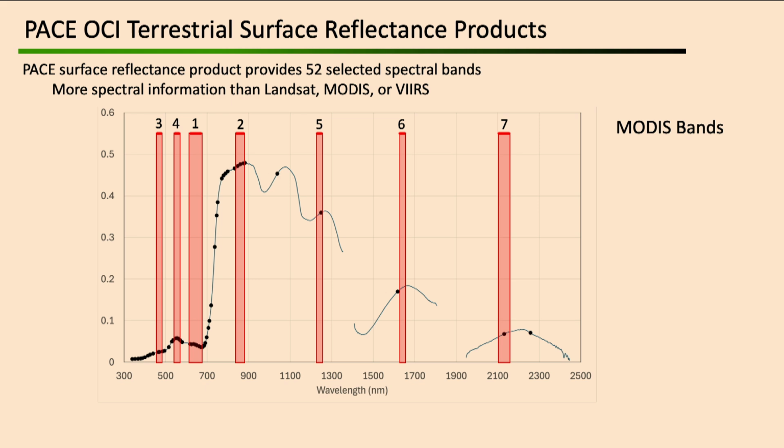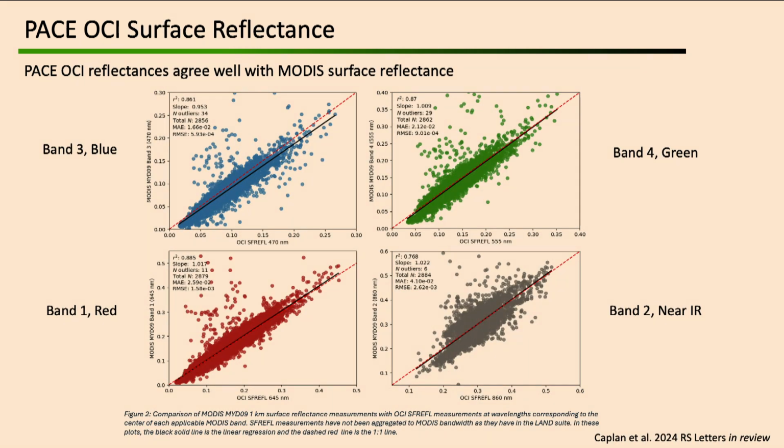The surface reflectance is calculated using L2Gen, and it matches up pretty well. This is a comparison between the PACE surface reflectance and the MODIS surface reflectance products for basically exactly the same place. And there's a pretty good agreement here. So we've got data that is matching up well with MODIS for continuation.